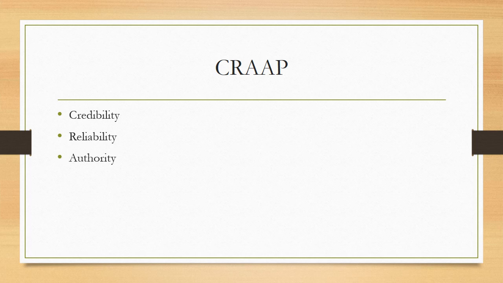Authority is related to credibility. You could think of credibility as like the whole piece. That's why it's the first letter. You're basically at the end of this evaluation checking a box saying yes or no to credibility. So authority would also involve looking into the author and the publisher.